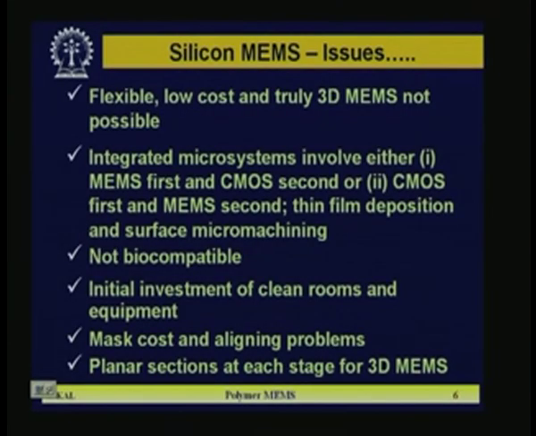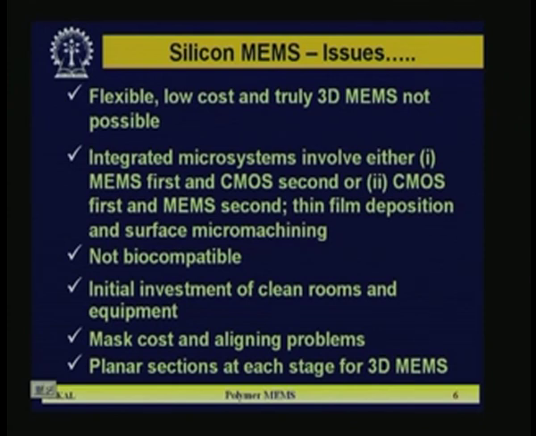Here the normal lithography is not done, but a certain technology has evolved which is known as replication. Replication is one of the methods by which you can duplicate or replicate, and get large volume production from polymer devices. Now silicon MEMS, what are the issues? Why did people switch over in some cases from silicon to polymer? Although we are still fascinated with silicon MEMS, it has certain limitations. What are those? Flexible, low cost and truly 3D MEMS are not possible with silicon. These are the issues in silicon.